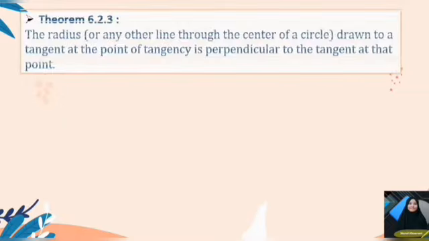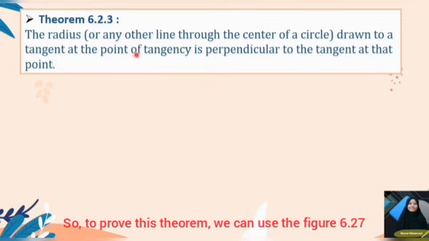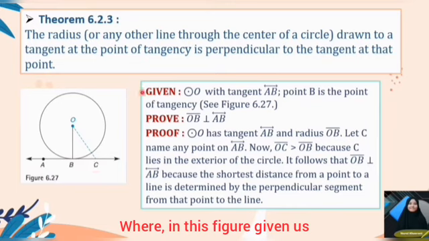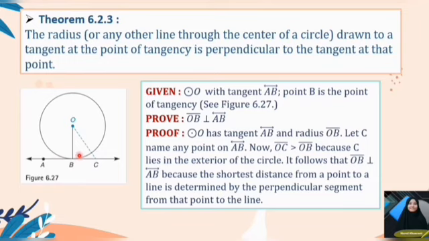Theorem 6.2.3. The radius or any other line through the center of a circle drawn to a tangent at the point of tangency is perpendicular to the tangent at that point. To prove this theorem, we can use Figure 6.27, where circle O has tangent line AB, and point B is the point of tangency. We will prove whether line segment OB is perpendicular to line AB.